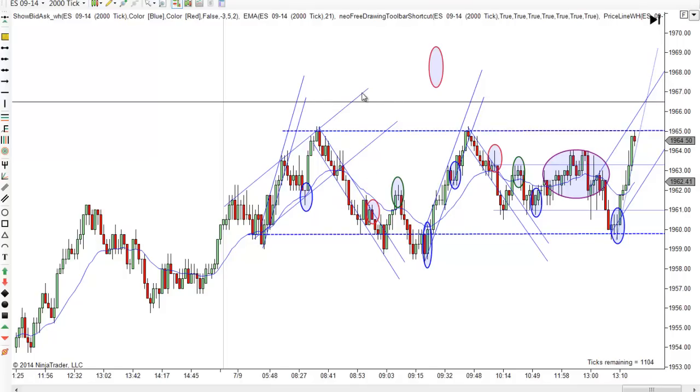Maybe I miss a long because I'm playing it safe, but I'd rather miss a long than get trapped and watch it shoot down like this and me get stopped out. So I just sit tight. So that's how I know that I don't know that there's a trap. I just know there's no long, so I'm not doing anything.